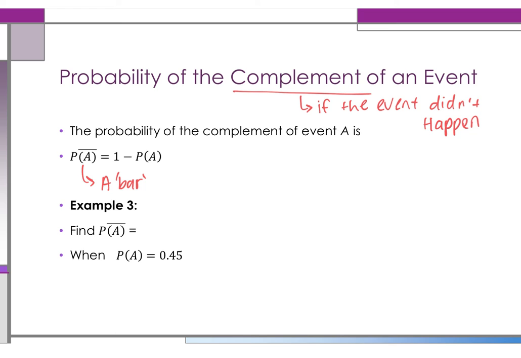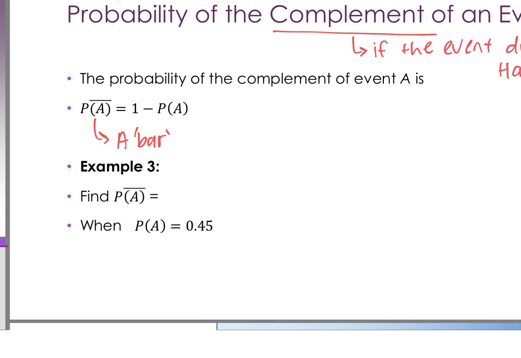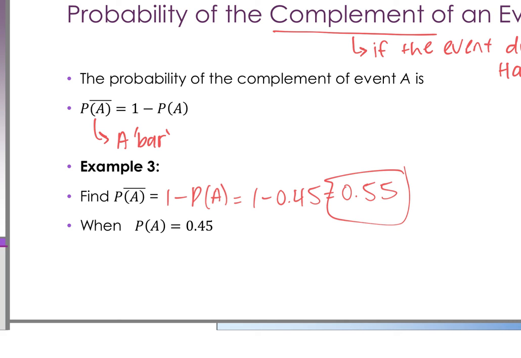So what if the probability of A happening is 0.45? The probability of A bar would be 1 minus the probability of A. In this case, it's 1 minus 0.45, which is 0.55. You do 1 minus the probability of the event happening to find the probability of the complement.